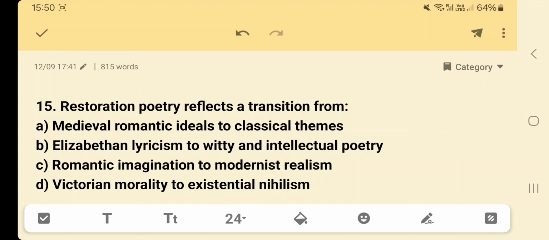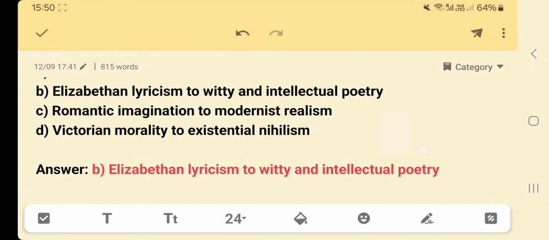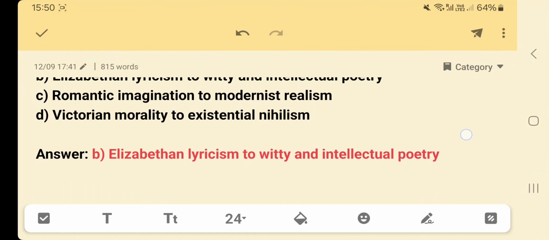Restoration poetry reflects a transition from option A, medieval romantic ideals to classical themes. Option B, Elizabethan lyricism to witty and intellectual poetry. Option C, romantic imagination to modernist realism. Option D, Victorian morality to existential nihilism. Answer: option B, Elizabethan lyricism to witty and intellectual poetry.